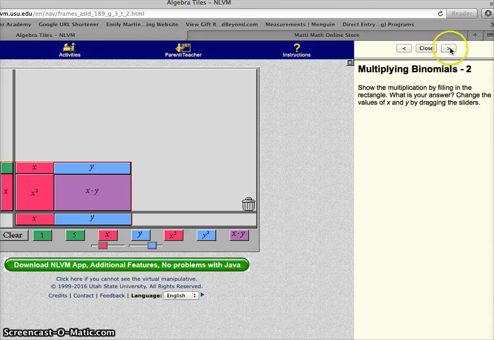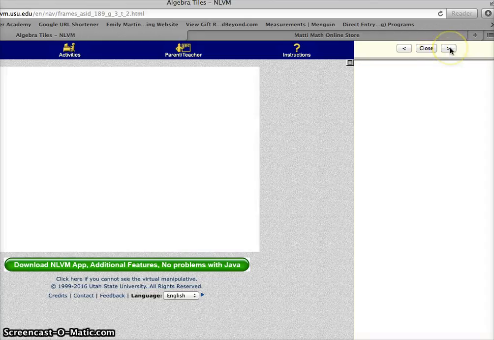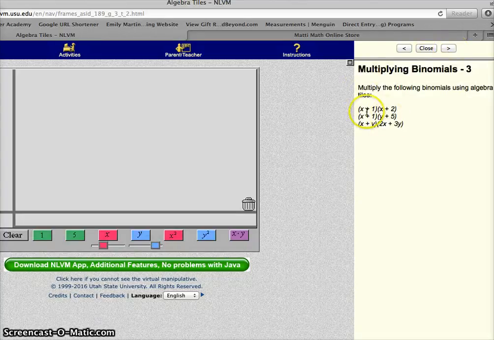Are we getting the idea? Let's look at another one. I'm going to do the first one, and then I'd like for you to try the next two on a piece of paper. Model them and fill in the area.